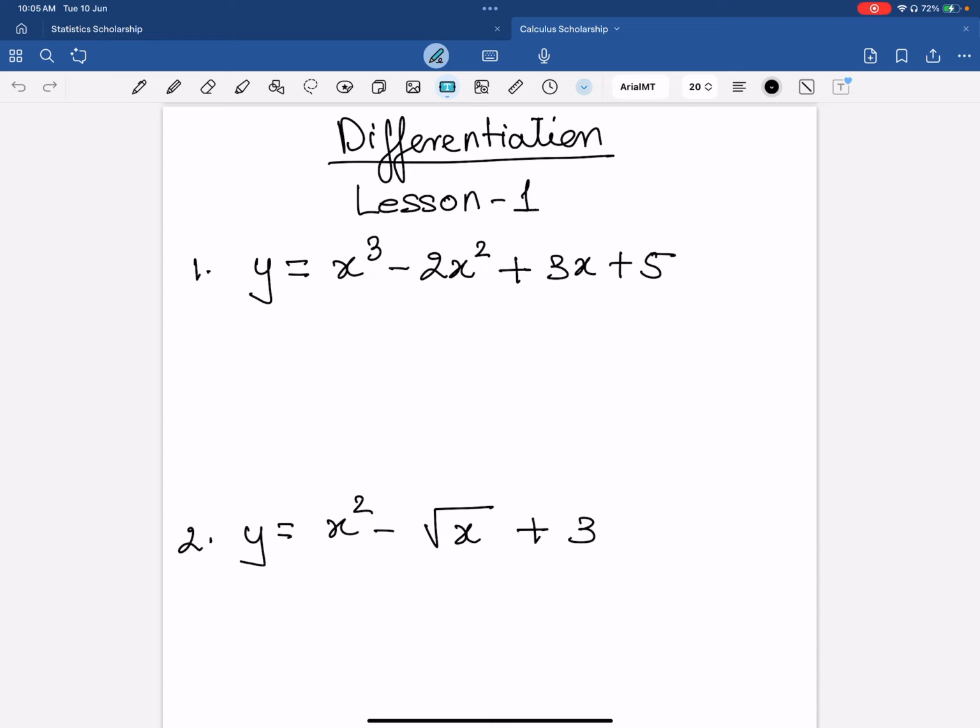So let's start. The first one looks like a simple polynomial. Whenever you're doing something like this, you have to write either dy over dx or y dash. The rule is that you bring this 3 in front of x and multiply by the coefficient, which is 1 here. So it becomes 3x, and then you decrease the power by 1. So what are we going to do now? You're going to multiply 2 with this 2, which gives you 4, decrease the power by 1, which gives you x to the power of 1. Plus, there's no power of x here, which means it's 1. So you're multiplying 3 and 1, which is 3x.